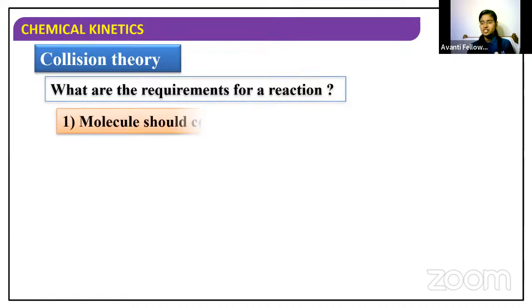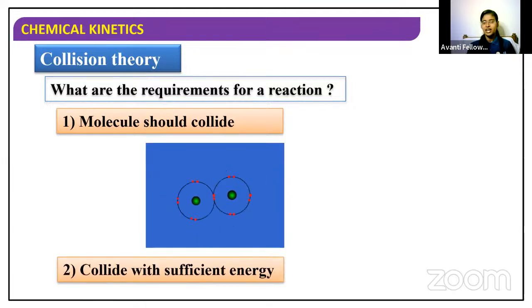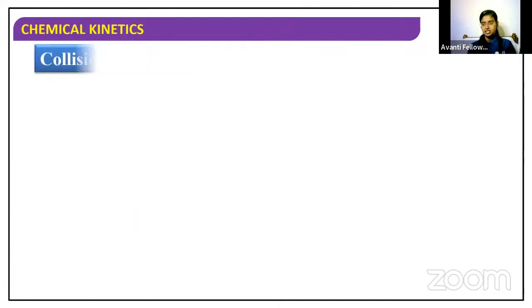So two molecules should collide with each other. And they should collide with sufficient energy. Second point is they should collide with some sufficient energy. Then only a bond is formed between the two molecules because of this collision. So the two requirements are: first, the molecules should collide; second, they should collide with sufficient energy.